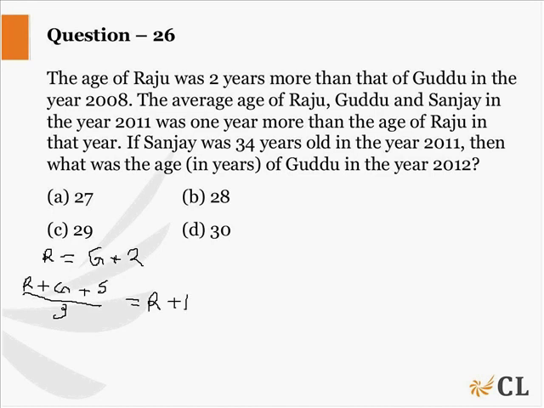And thirdly, he says Sanjay's age is 34 years. So S is nothing but 34. So this gives you three equations, three variables. You can easily solve it and you'll get the answer. The only thing is that this data is for 2011. Right. And he's asking for Guddu's age in 2012. So you have to add one in your answer. That will give you the answer.